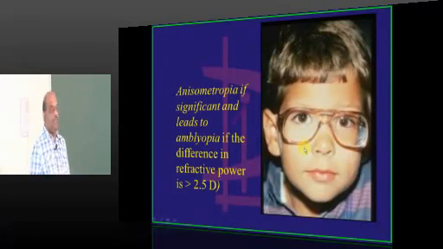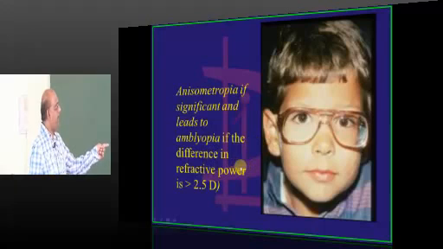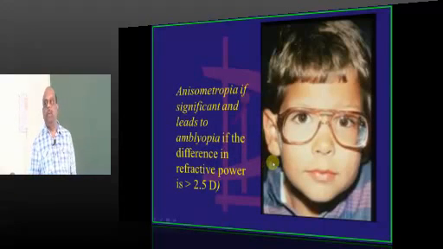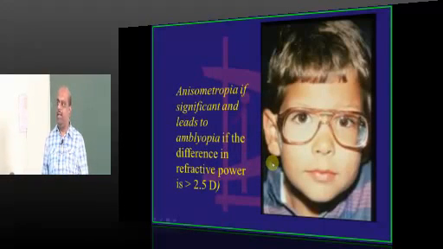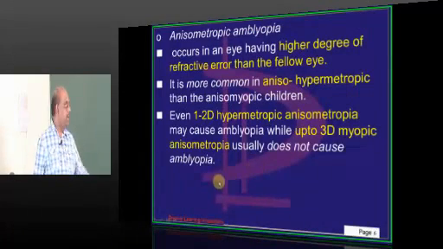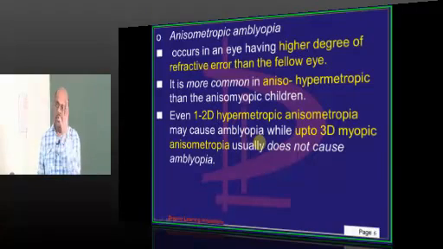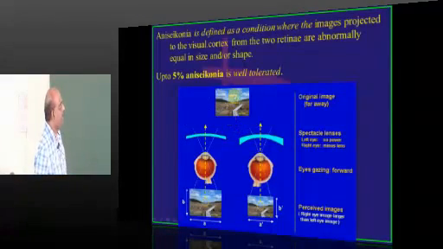So anisometropia, if significant, can lead to amblyopia even if the refractive power difference between the two eyes is more than 2.5 diopters if it is myopic. But if it is hypermetropic, even 1 to 2 diopters is sufficient, is the point you need to carry.